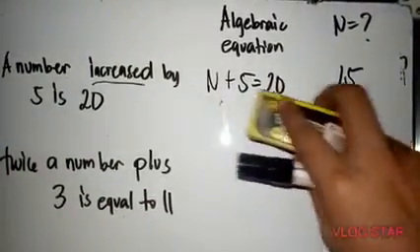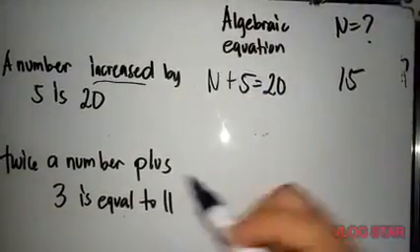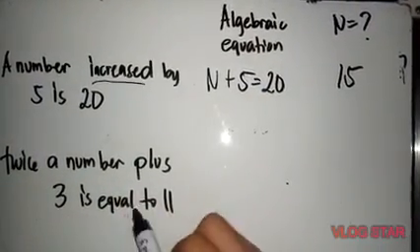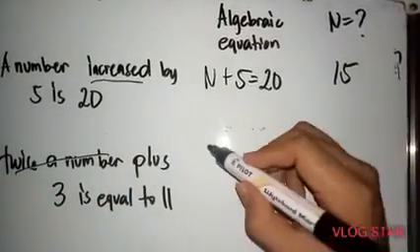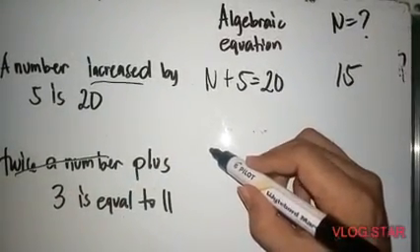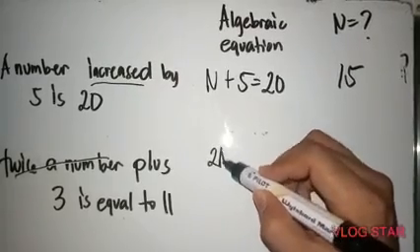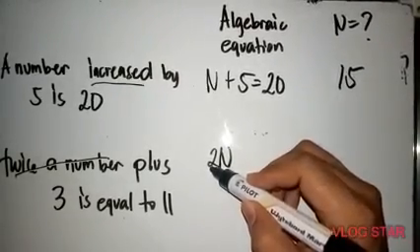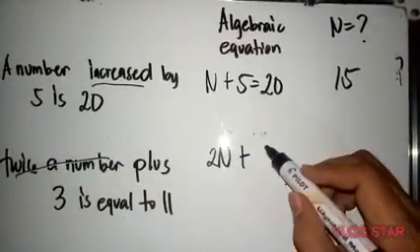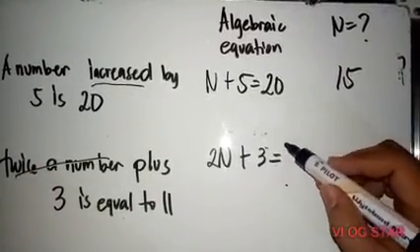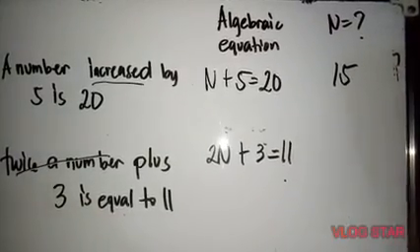Next, twice a number. Okay, I will erase this one. Twice a number plus 3 is equal to 11. So what is twice a number? We write that as 2n, 2 for twice, and n for a number, plus 3 equals 11.